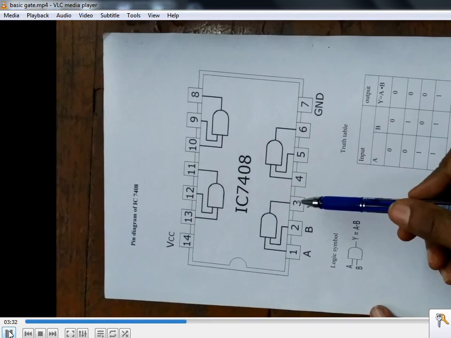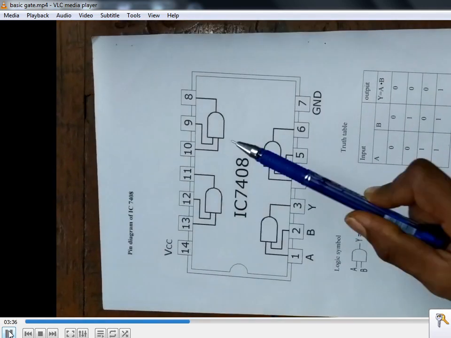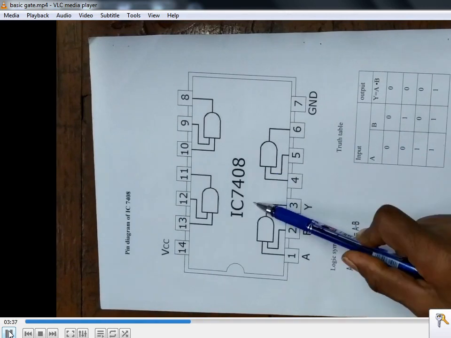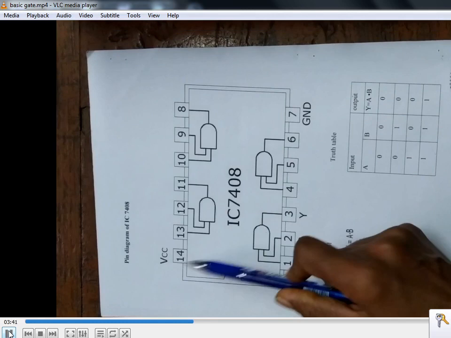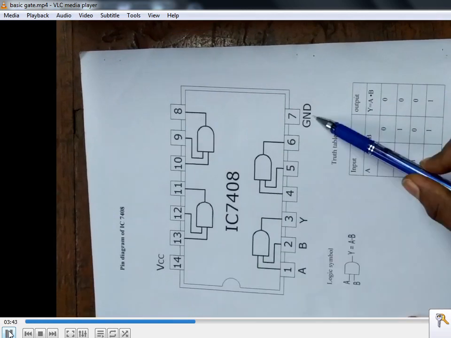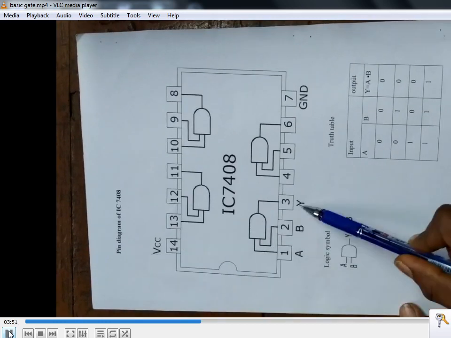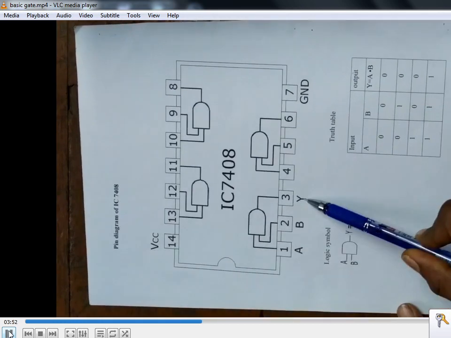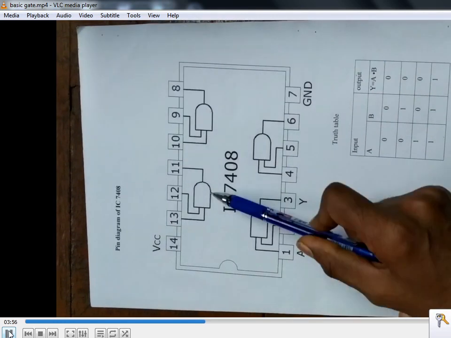Now we will verify the truth table of IC 7408. It is a 2-input AND gate. This IC has 14 pins. Pin number 7 is connected to ground. Pin number 14 is connected to VCC. A and B are input terminals and Y is the output terminal. This IC has 4 independent AND gates.